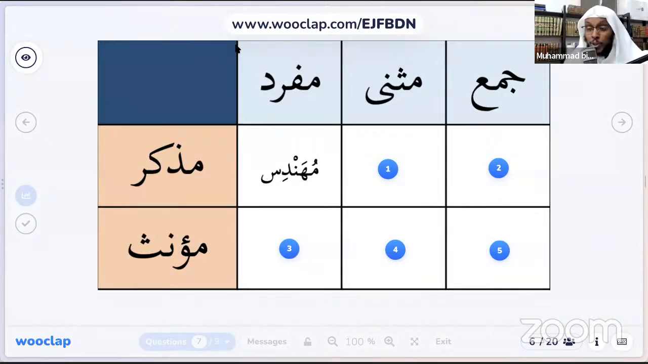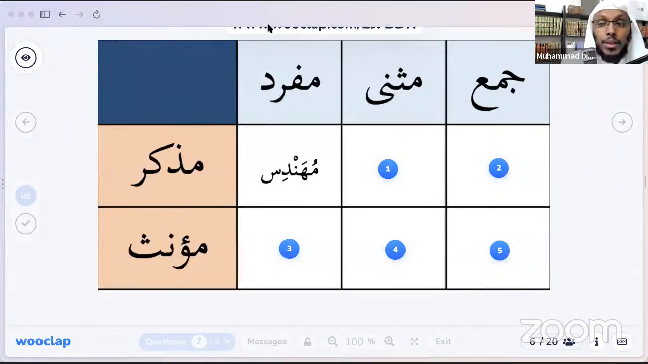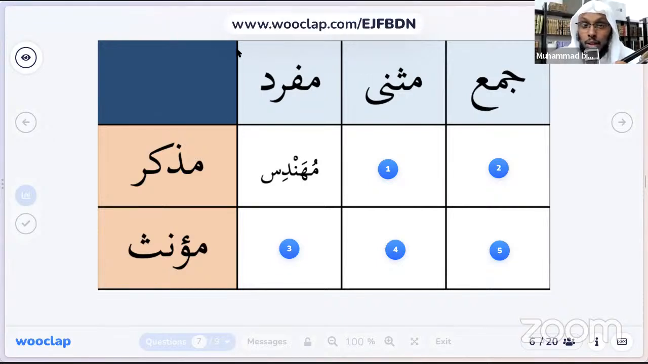I'll give it 30 more seconds, inshallah. I can see that six of you have answered so far, so I'll give you a little bit more time. Then I'll give it 10 more seconds: 10, 9, 8, 7, 6, 5, 4, 3, 2, 1. Even if you haven't completed it, please just submit it, inshallah. Next question, I'll try and give you more time.